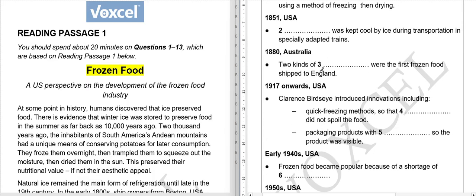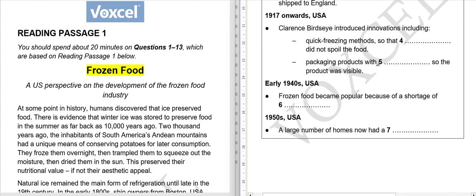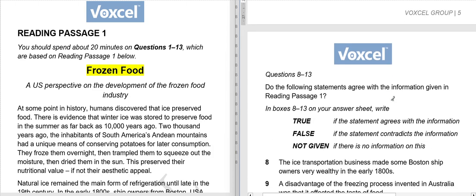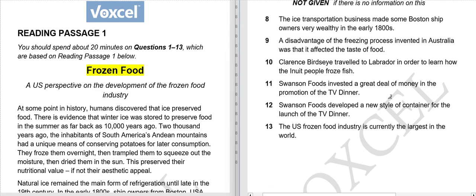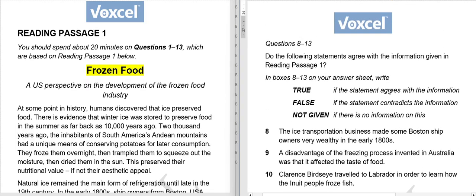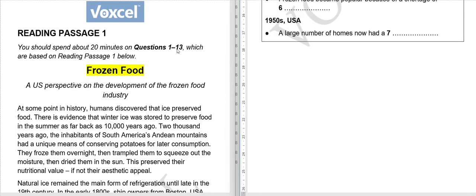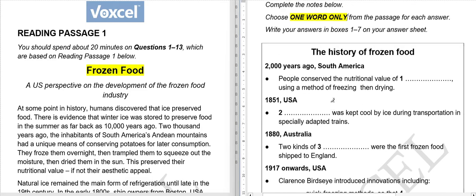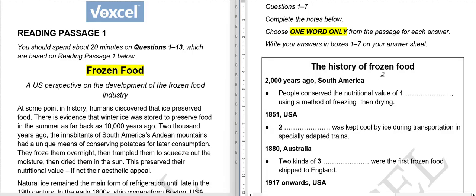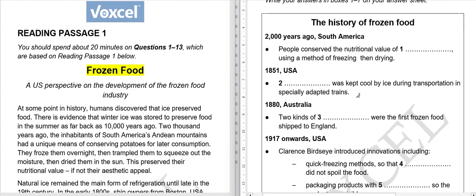So we have one set of questions, 1 to 7, where we have to write one word, and for 8 to 13, we have to write true, false and not given. These are the two sets of questions from 1 to 13. So, first question. It's the history of frozen food. Obviously, the paragraph is about frozen food, and it only deals with the history, not the present or the future, only the historical aspects of frozen food.